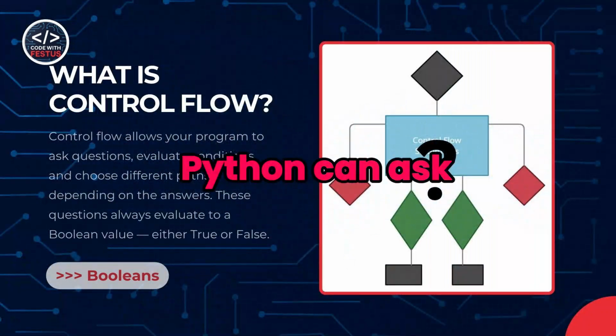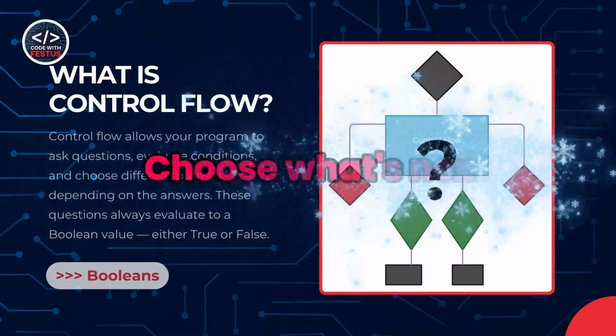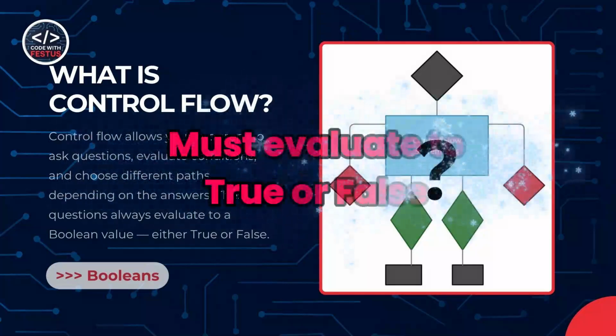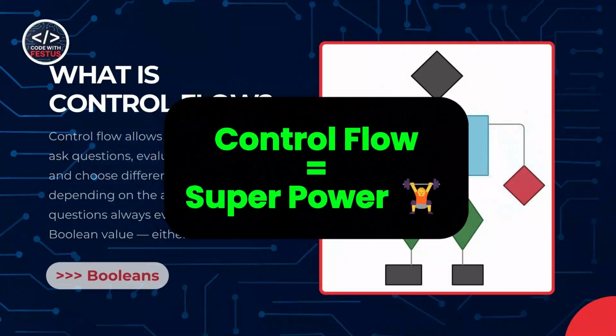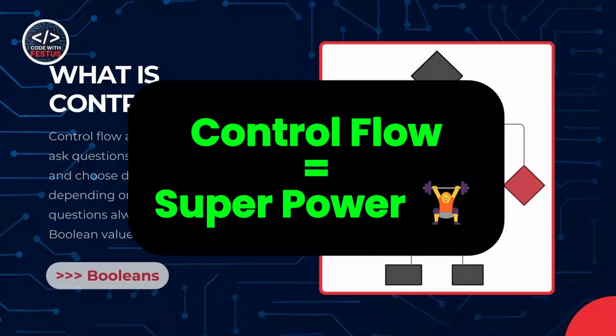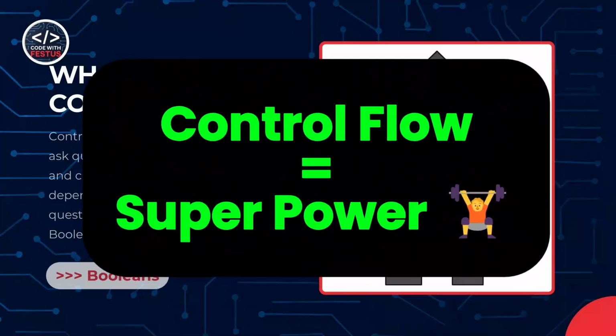It allows your program to ask questions, evaluate conditions, and choose different paths depending on the answers. These questions always evaluate to a Boolean value, either True or False. Without control flow, programs would be static and predictable. With control flow, programs become dynamic, interactive, and intelligent.